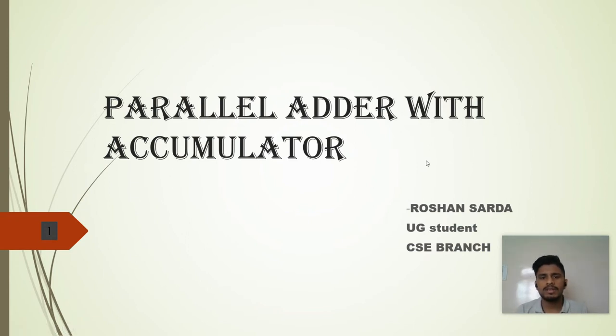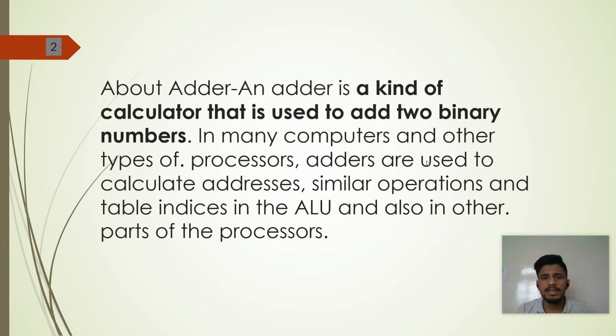Today I'm going to discuss the topic of parallel adder with accumulator. Before going to this topic, you need to understand what an adder is. Basically, an adder is a kind of calculator that is used to add two binary numbers. Here, the two binary numbers means it can go up to n binary numbers.